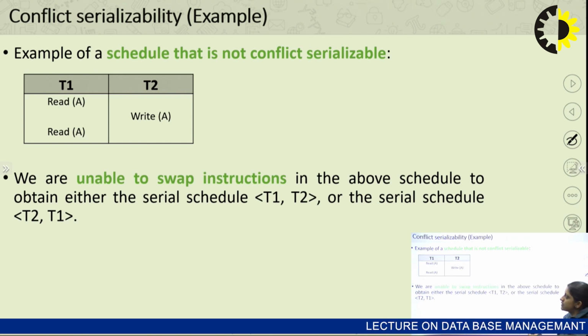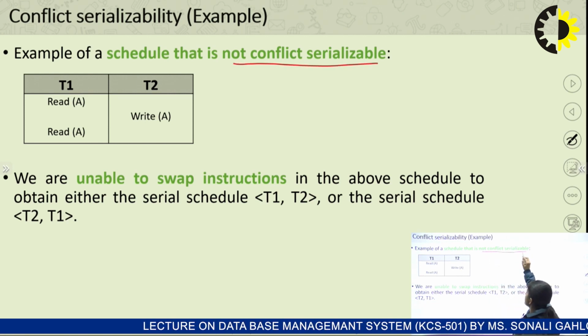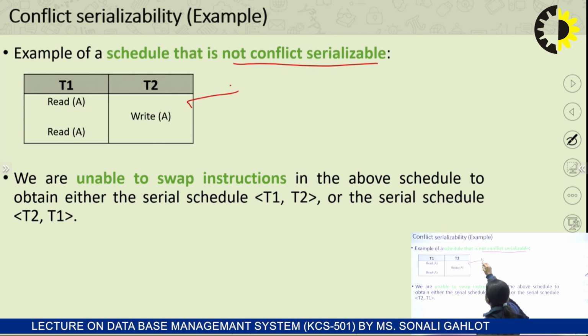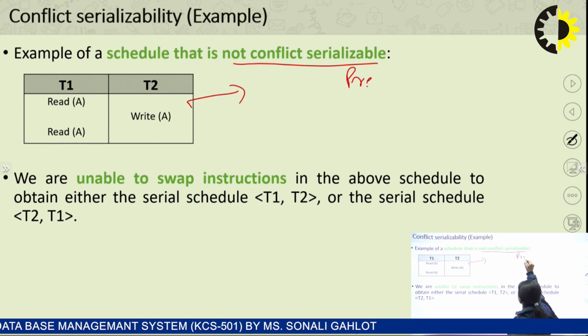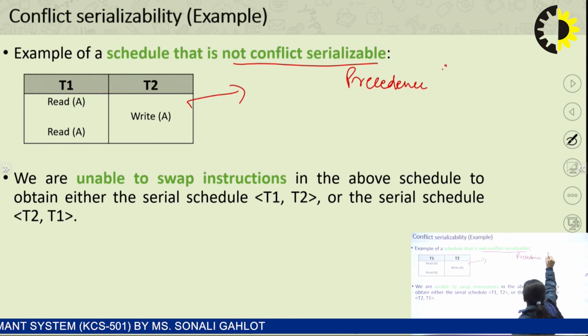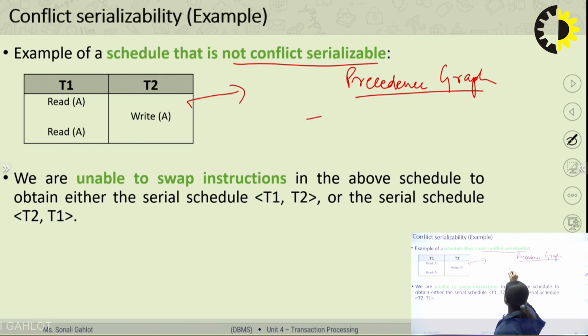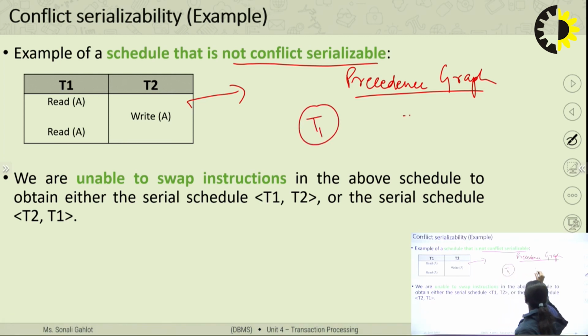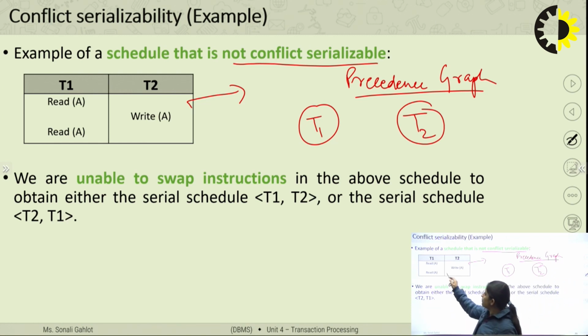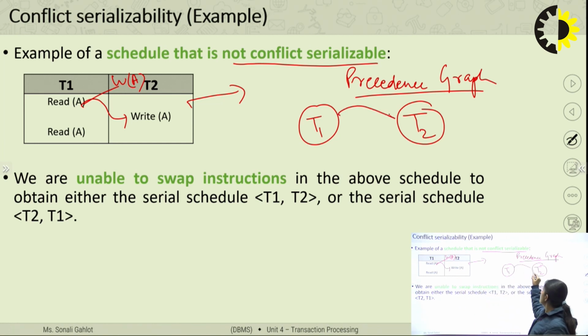Here is another example, and this is an example of a non-conflict serializable schedule. We can also explain this with the help of the precedence graph. The number of nodes is equal to the number of transactions present in the given schedule. Here the number of transactions is 2, so the number of nodes in this graph is 2. First we check the conflict pair for the read A. The conflict pair is the write A in T2. Yes, this is a conflict pair, so we draw an edge from T1 to T2.